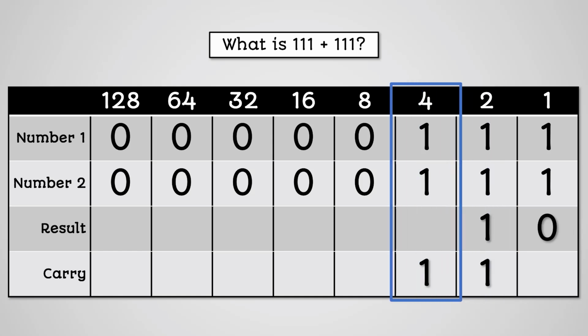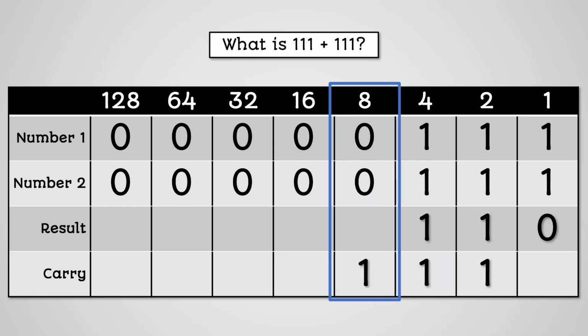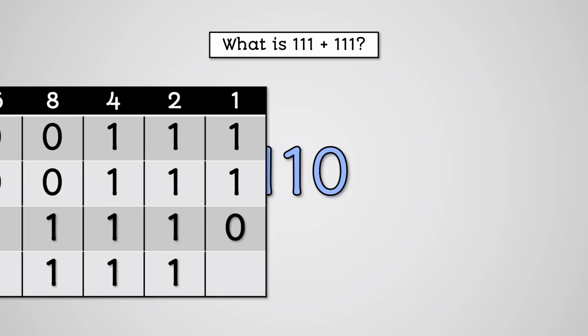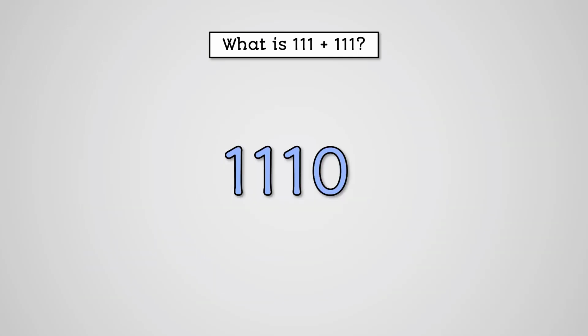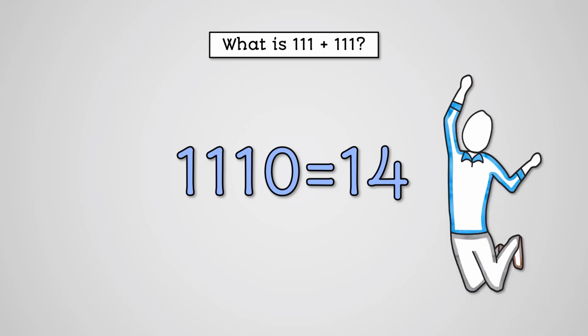Now let's look at the fours column. 1 plus 1 plus 1 equals 1 and carry the 1. Finally, we look at the eights column. 0 plus 0 plus 1 equals 1 with nothing to carry. This gives us a final number of 1110, which if we convert to decimal is 14, the correct answer.